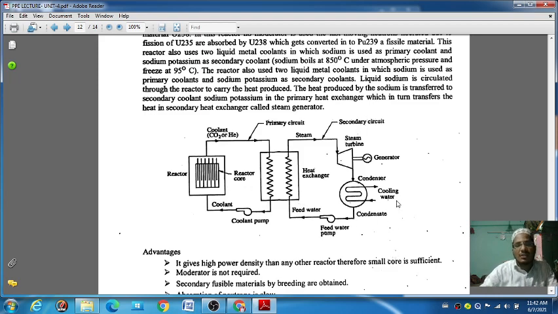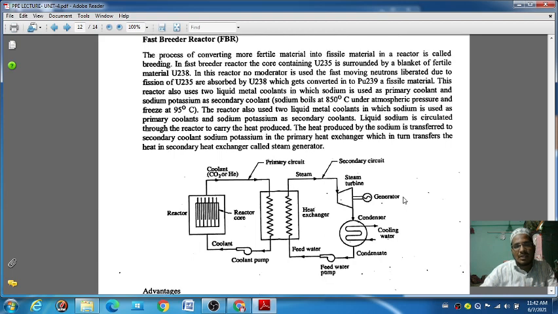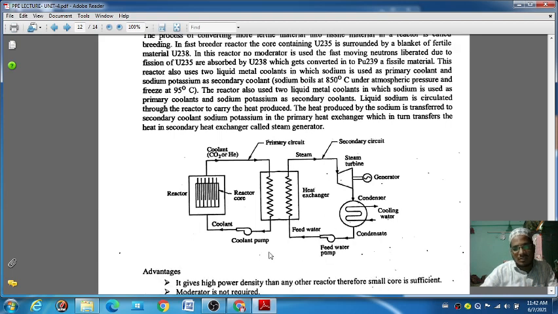Now you can see the diagram or flow chart of the cycle of the fast breeder reactor. Here the first is the primary circuit and the second is the secondary circuit. In the primary circuit, the coolant is passed with the help of a pump to the reactor, and in the reactor core heat is produced. That heat goes to the heat exchanger, and the heat is transferred from one layer to another.